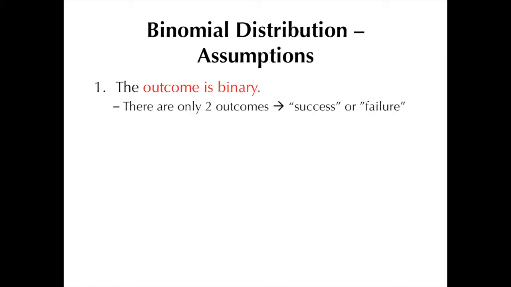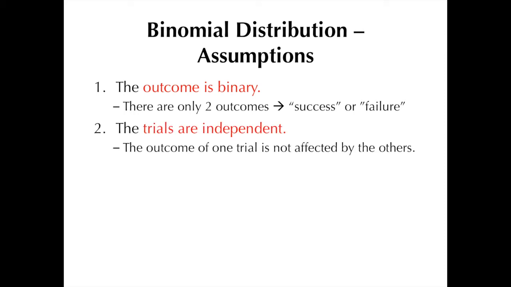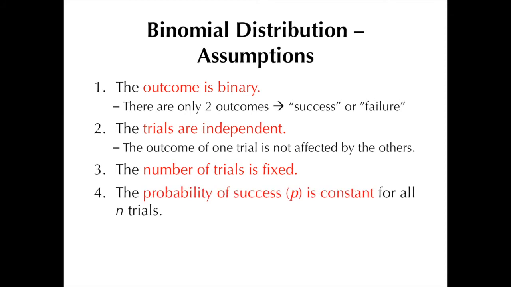From here, we segue into the underlying assumptions for the binomial distribution. So first, the outcome of interest has to be dichotomous or binary, meaning having only two outcomes, namely a success and a failure. Next, each trial has to be independent, which means that the outcome of one trial should not be affected by the outcome of another trial. There should be a fixed number of these independent trials, and the probability of success, or the probability of attaining the outcome of interest, should be constant for all the n number of trials.